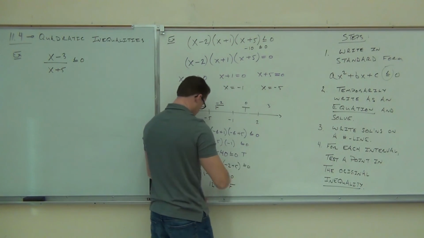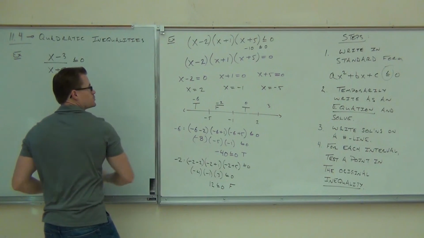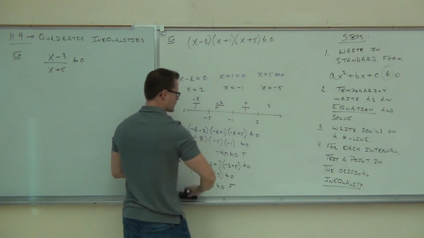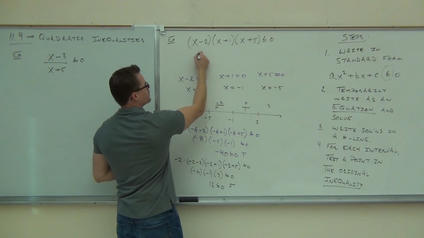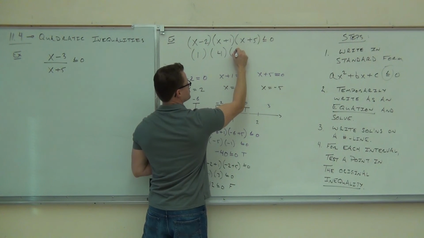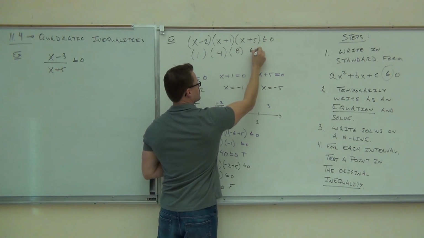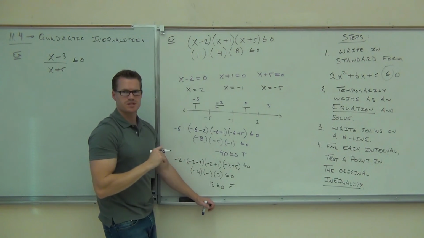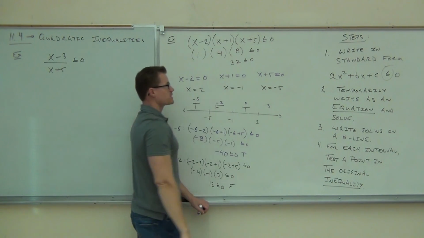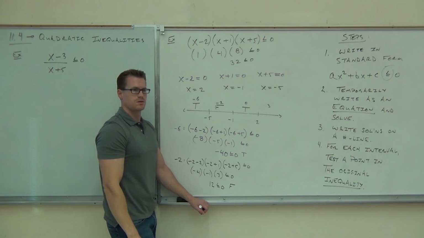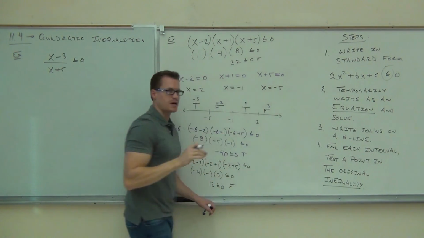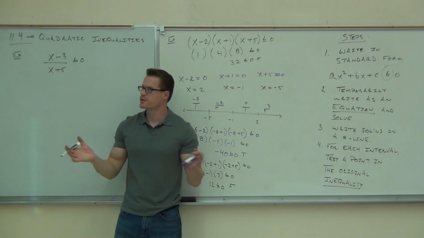And lastly, we'd have 3. If you check 3, I'll do it up here, you'll get 1 times 4 times 8. You see where the 1 times 4 times 8 is coming from, folks? You're going to get 32. Is positive 32 less than or equal to 0? No. It's false. So what it comes down to is checking points. That's all this is about.